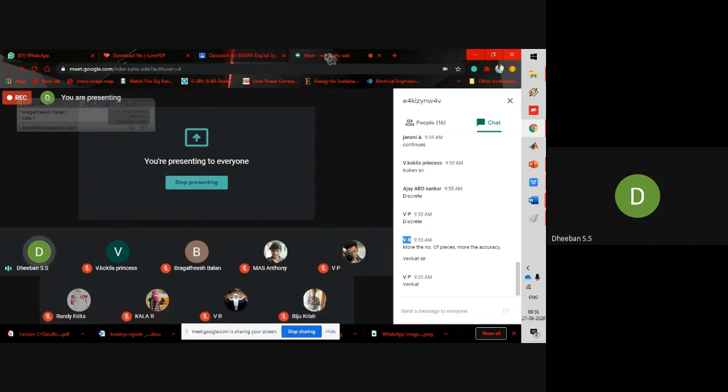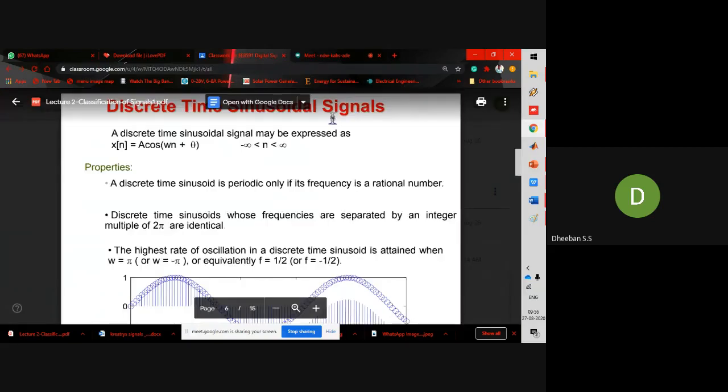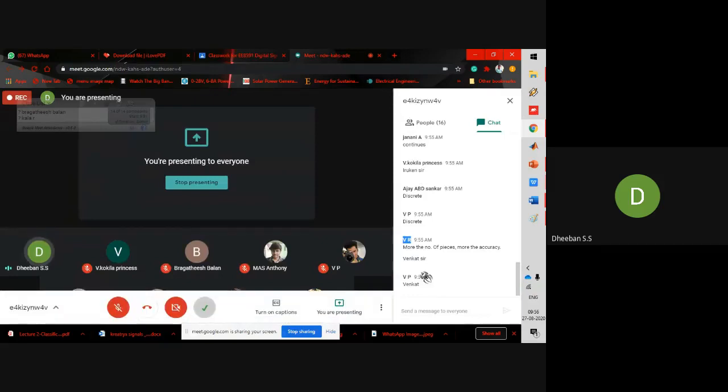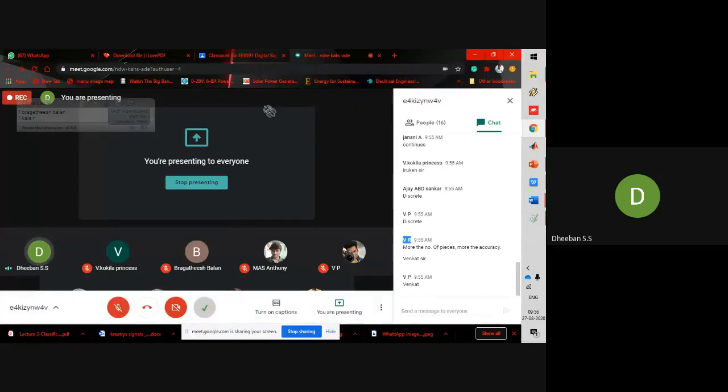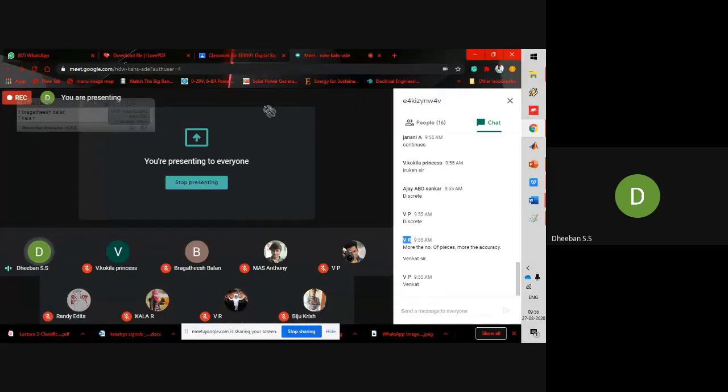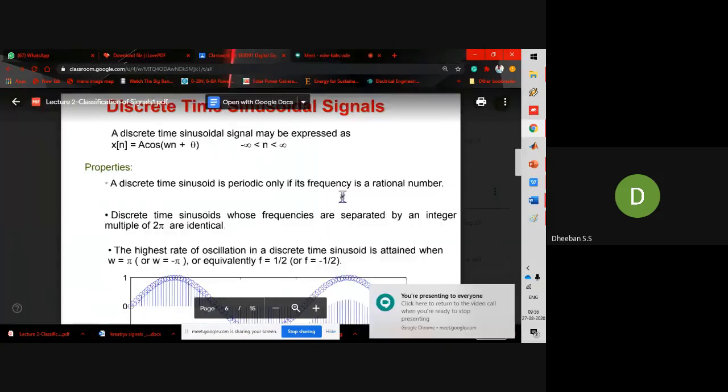Okay, as you said, it's the right answer. Your display will have more accuracy. Why? He also gave the reason: the more the number of pieces, the more the accuracy. That's what I have shown with the help of MATLAB also. In a discrete signal you are sampling for more time, but in a continuous signal you won't be sampling. That's the main difference, so your discrete signal will always be more accurate when compared to the others.